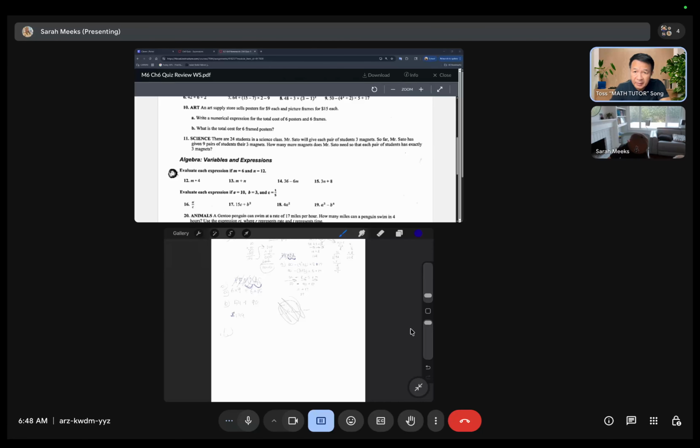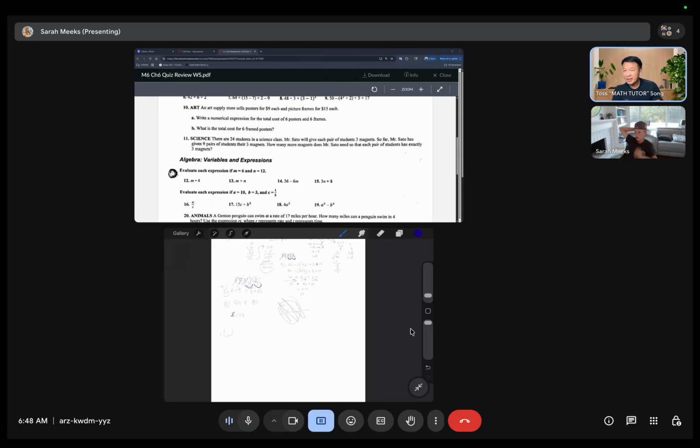Okay. There are 24 students in a science class. Mr. Sato will give each pair of students 3 magnets. Okay, I'm kind of imagining that. So far, Mr. Sato has given 9 pairs of students 3 magnets. Okay, it's getting pretty fancy, by the way. How many more magnets does Mr. Sato need so that each pair of students has exactly 3 magnets?